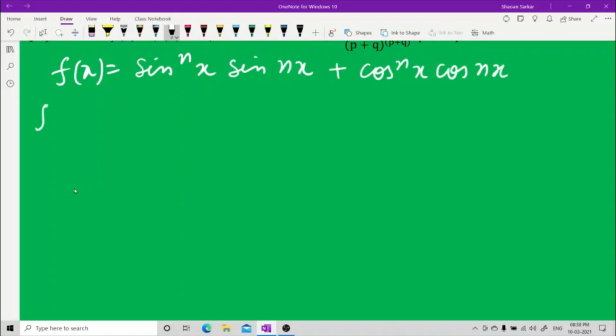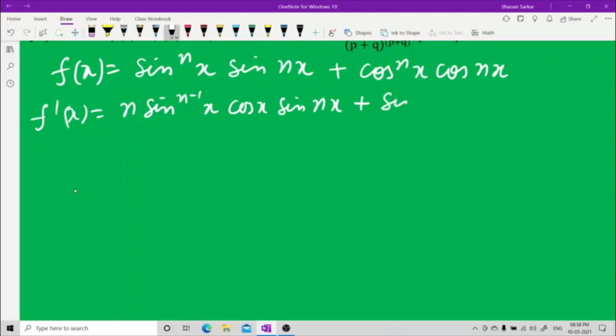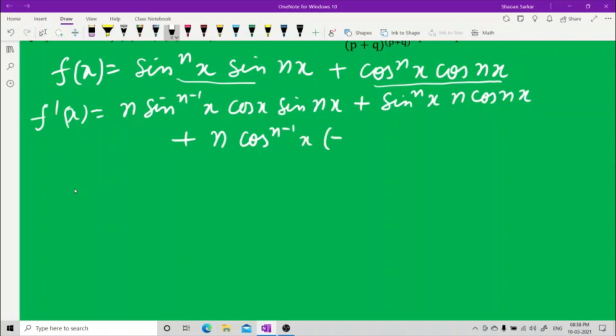Now differentiate, the first derivative f dash x: n sin^(n-1) x, chain rule cos x, sin nx, now plus sin^n x, product rule. In this product rule लगाना है, sin nx, n cos nx, plus now this part, n cos^(n-1) x. Now by chain rule my cos x, the derivative of cos x is minus sin x, cos nx, now plus cos^n x, the derivative of this is n minus sin nx.